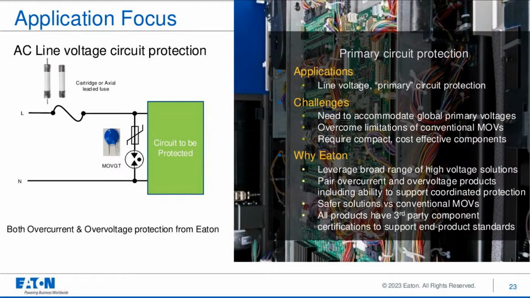Here we see the MOV-GT applied in the same way as the thermally protected MOV shown previously. An AC line fuse is shown again for short circuit and overload protection and provides a thermal backup to the MOV in the case of sustained overvoltage events.